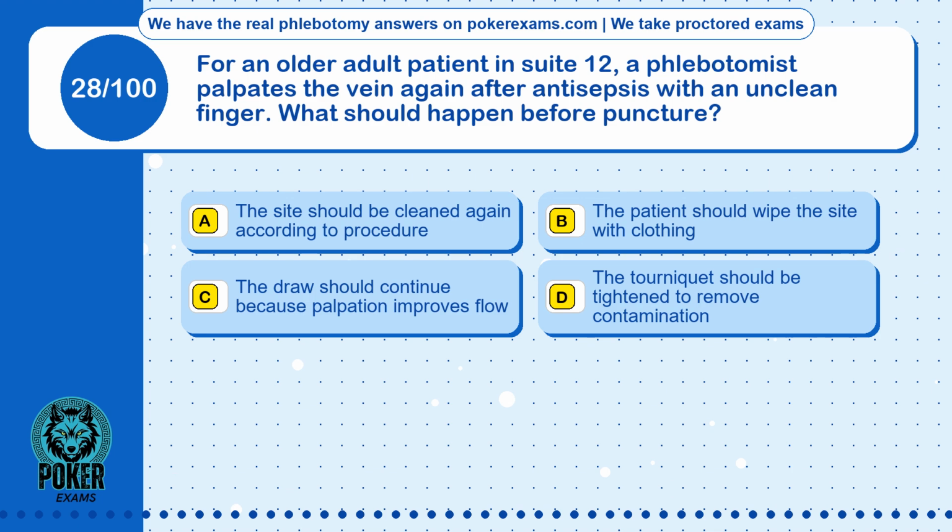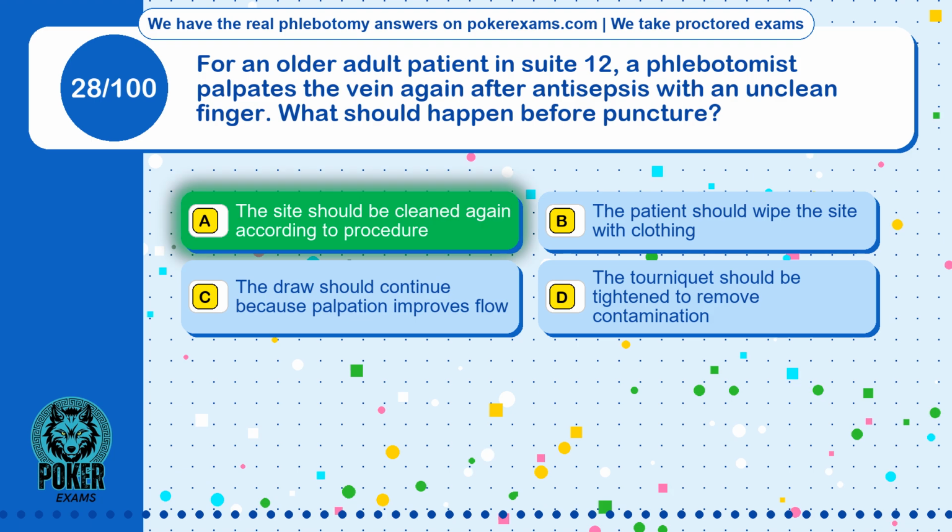Question 28. For an older adult patient in Suite 12, a phlebotomist palpates the vein again after antisepsis with an unclean finger. What should happen before puncture? Option A: the site should be cleaned again according to procedure. Option B: the patient should wipe the site with clothing. Option C: the draw should continue because palpation improves flow. Option D: the tourniquet should be tightened to remove contamination.